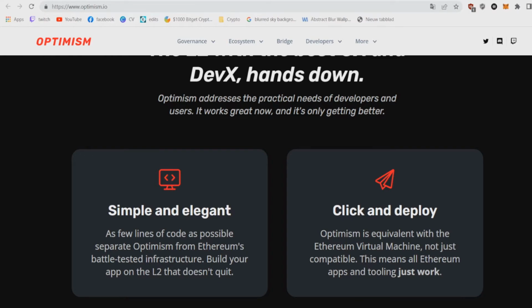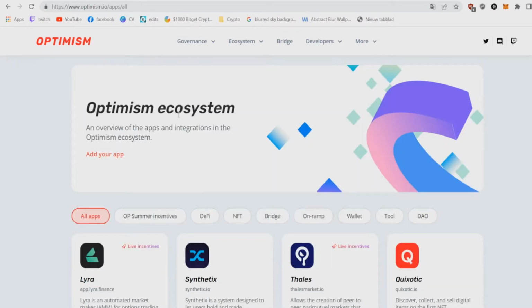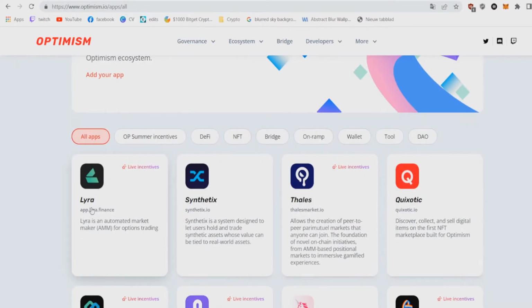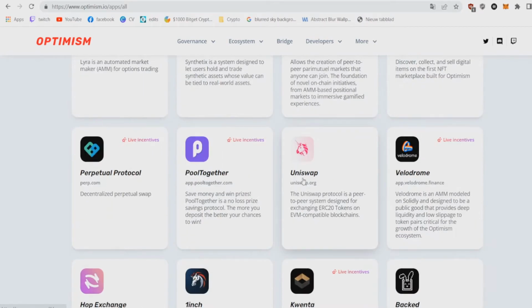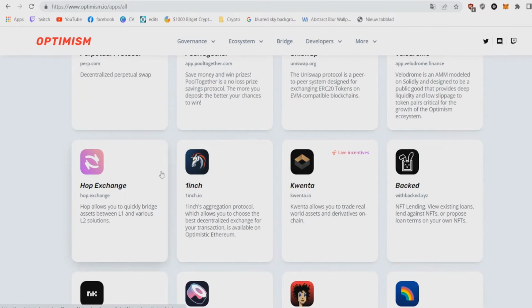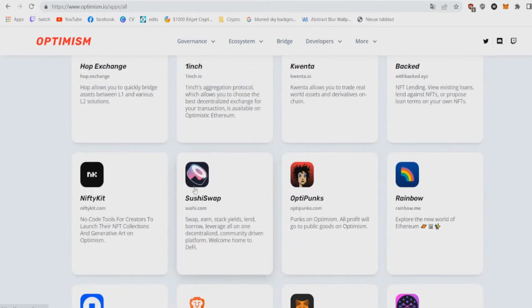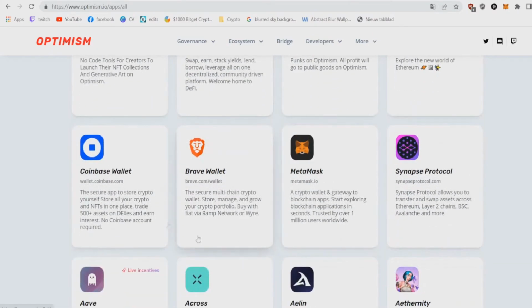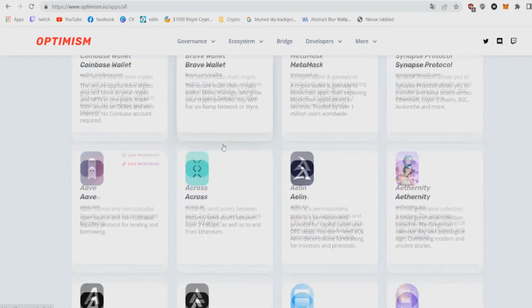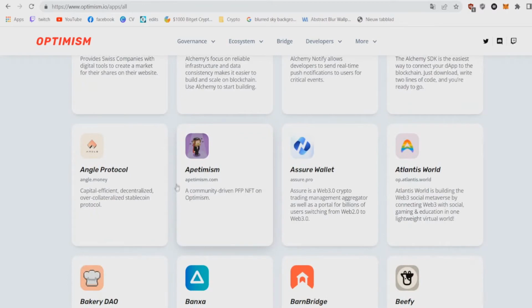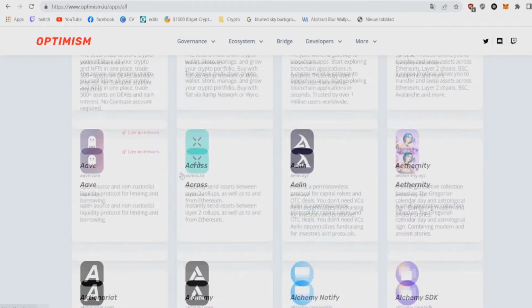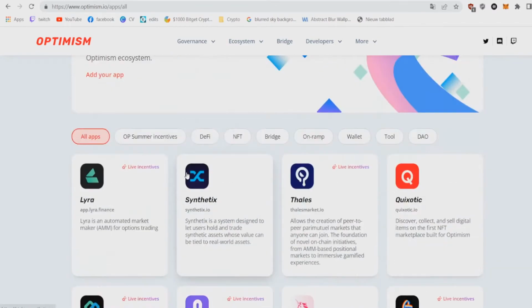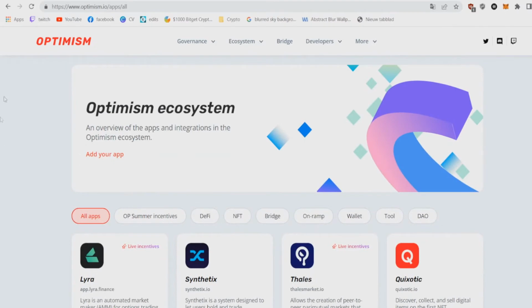And that's why you see the Optimism apps, you get so many things, guys. You got Lyra, Synthetix, which is used. You get Uniswap, which is huge. 1inch, huge network. Optipunks, SushiSwap. So all these big things, Coinbase wallet, Brave wallet, everything is almost built on Ethereum and then also built on Optimism. So they know Ethereum is secure, but they want to make it better. So that's why they use Optimism.